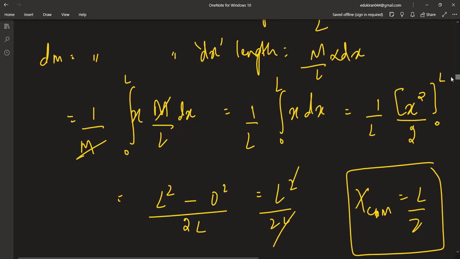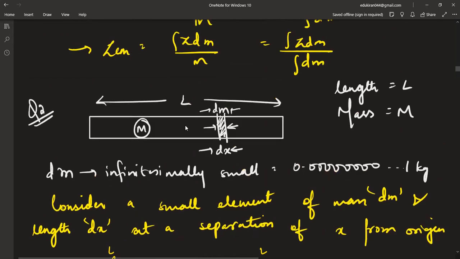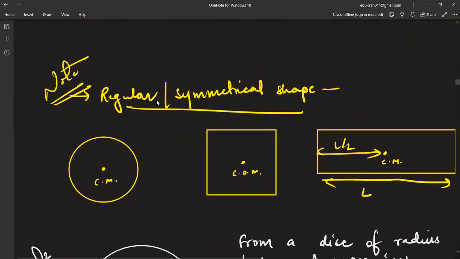Look, this is a symmetrical figure also, and for a symmetrical figure, we are getting exactly the center. So what you have to remember is that if you have regular or symmetrical shapes, like a circle, a square, or a rod, which here is just a straight line you can take, the center of mass will always be located at the center. The center of mass for this circle will be at the center. Not for every object, though. If it is an unsymmetrical figure, then it's not necessary. For a rectangle, also at the center. So for proper shapes, the center of mass will exist at the center itself.